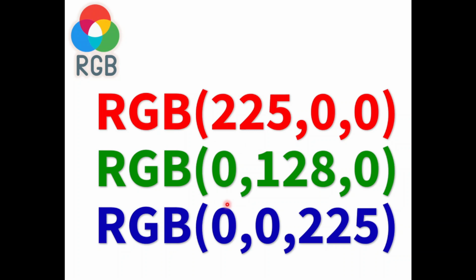On the last example, this corresponds to a value of 0 for the red channel, 0 for the green channel, and 255 for the blue channel, resulting in a pure blue color.